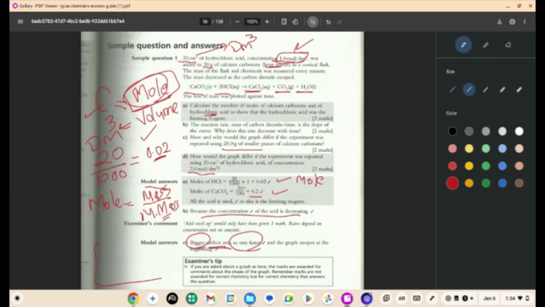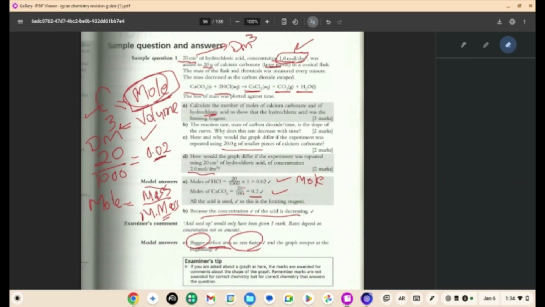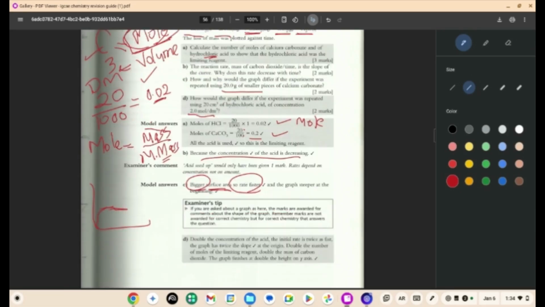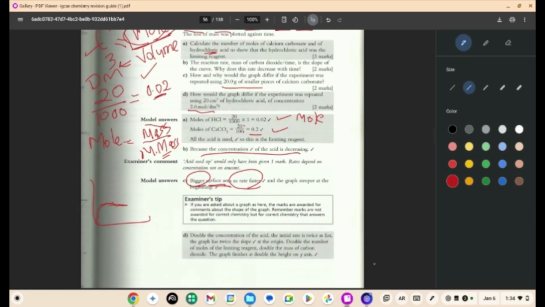So maybe the first plot of the graph of the reaction will be like this. It takes more time. For the second one, it will take less time because the rate of the reaction is increased. It's going to be like this. So doubling the concentration of the acid will double the rate of the reaction, making the reaction faster. So if the first reaction occurs in 2 minutes, the second reaction will occur in only 1 minute.